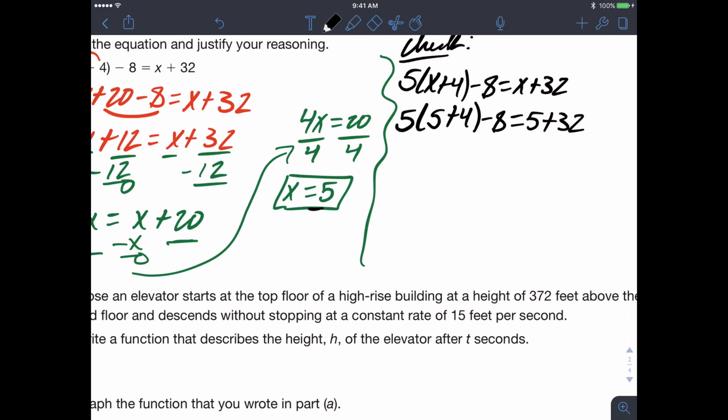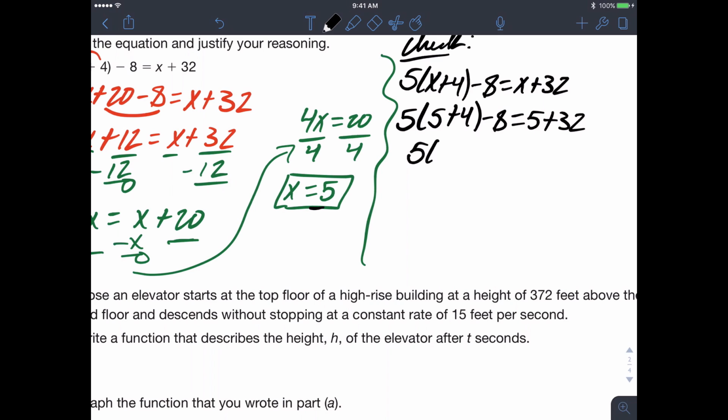All right. Let's do parentheses first. 5 plus 4 is 9. And what's 5 plus 32? 37. 5 times 9 is 45. Minus 8. And 45 minus 8 is 37.